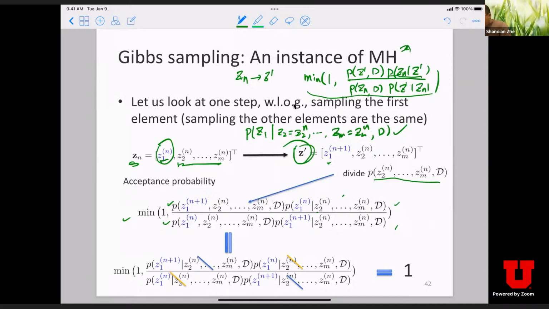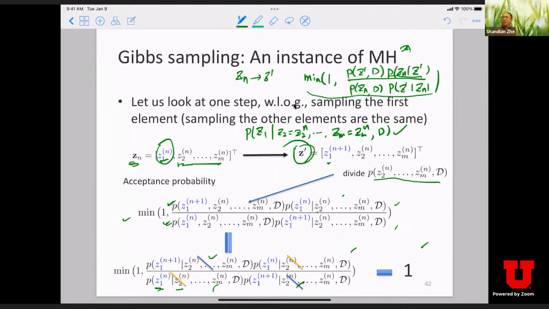So you can see that the first joint probability, the second joint probability now becomes the conditional probability of Z1 n plus 1, conditioned on Z2n to Zmn and D. And in the denominator is the conditional probability of Z1n, conditioned on Z2n to Zmn. Right. And now you can see that this term and this term are actually the same, and this one and this one are actually the same. The fraction is exactly 1. So we got the acceptance probability 1.